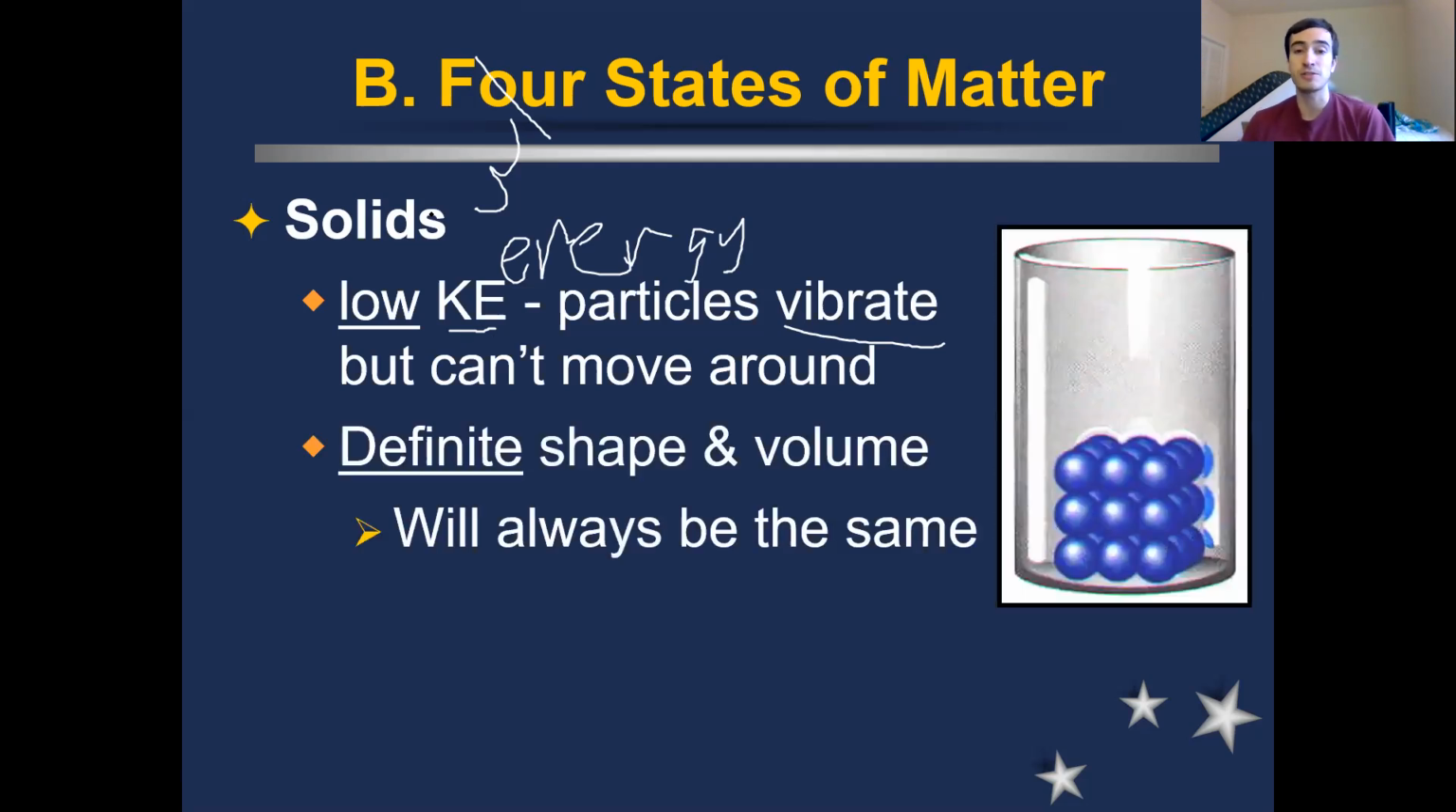So solids, because they're so structured, because those particles are so tight together, they have what's known as a definite shape and a definite volume. Now, what I mean by definite is that it is a set shape, a set volume, right? So my computer mouse right here, this is a solid, and it has a definite shape.